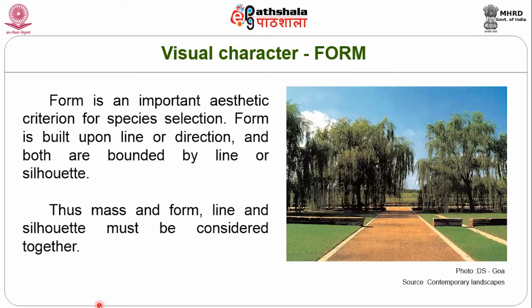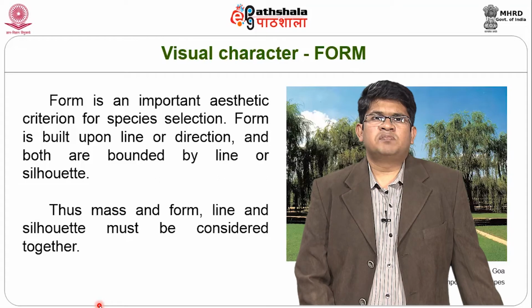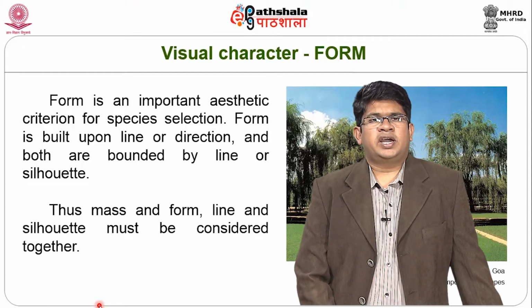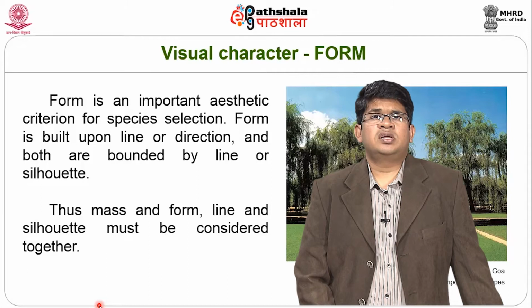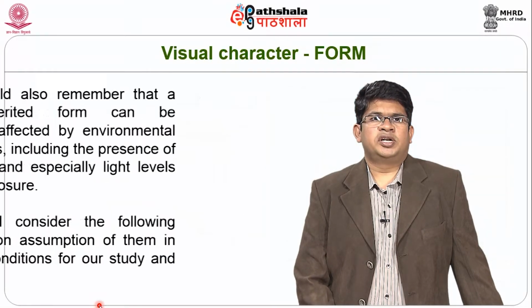Form is built upon line and direction, and both are bounded by line and or silhouette. So, by seeing the silhouette of a particular plant, we could understand what kind of form it is. Thus, mass and form, line and silhouette must be considered together. So, all the visual characters of silhouette, of lines and form, and also the density or the massing of that particular plant, all these put together finally express the form of a particular plant.